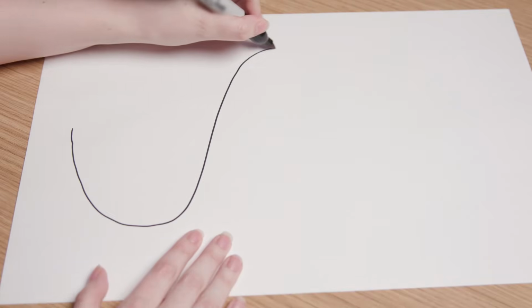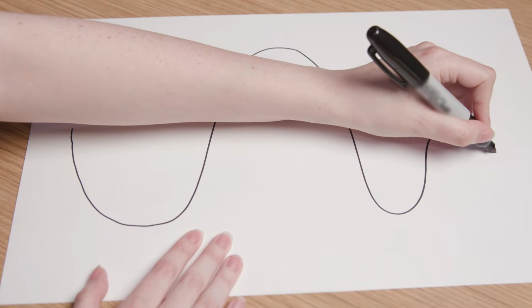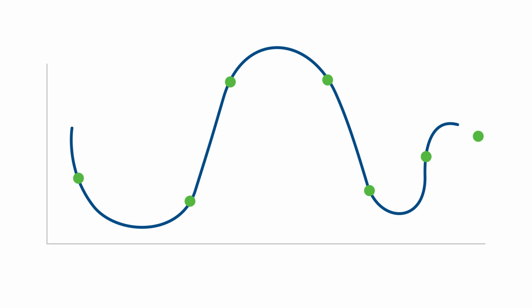If I told you to draw a curve, you could probably do it without thinking. But for a computer, it isn't as intuitive. To connect 2 points, a computer needs the equation of the line. And when it's a straight line, that's pretty simple. It's just y equals mx plus b. But the curvier the line, the more complex the math needs to be.